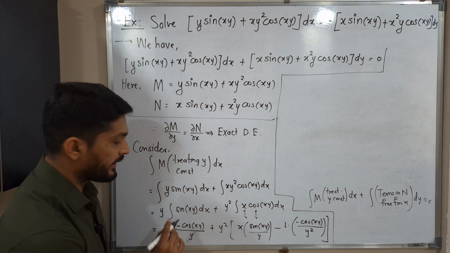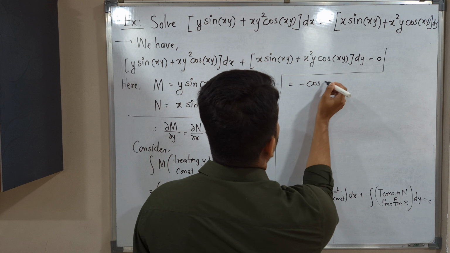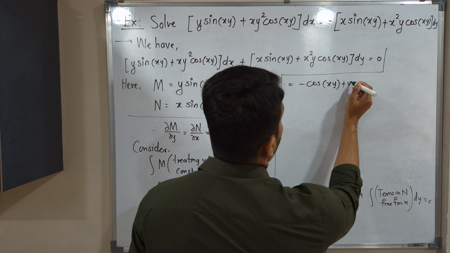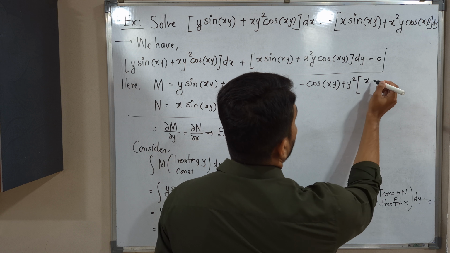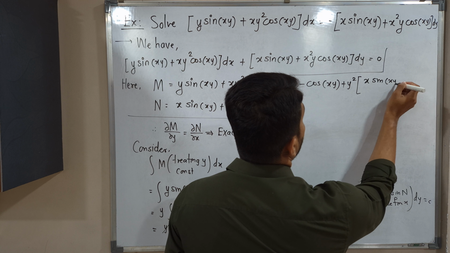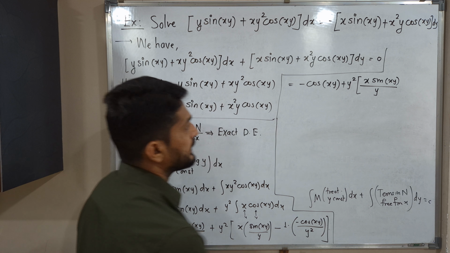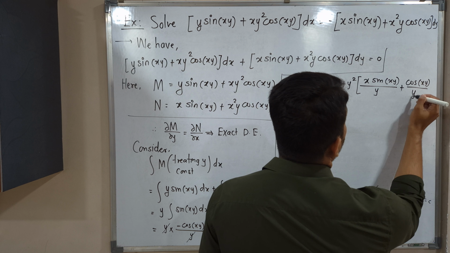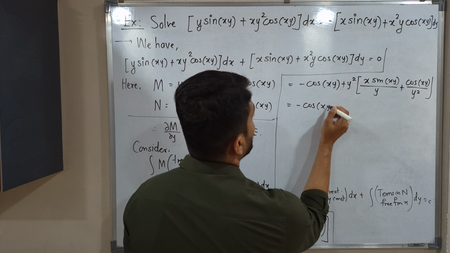y will get cancelled, minus cos xy, minus cos xy. Let us see what will happen. It looks complicated, but I will solve it step by step. x sin xy upon y, minus minus plus cos xy upon y square. That's it. So this is equal to minus cos xy plus the remaining terms.